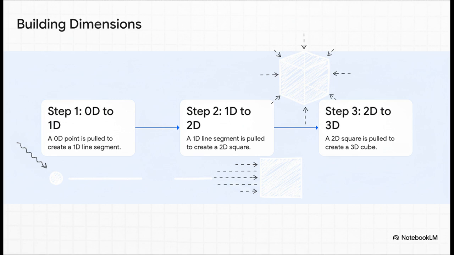So a zero-dimensional point, you pull it and poof, you get a one-dimensional line. You take that line and pull it sideways, now you have a two-dimensional square. You take that square and pull it upwards, and there it is, our good old three-dimensional cube.